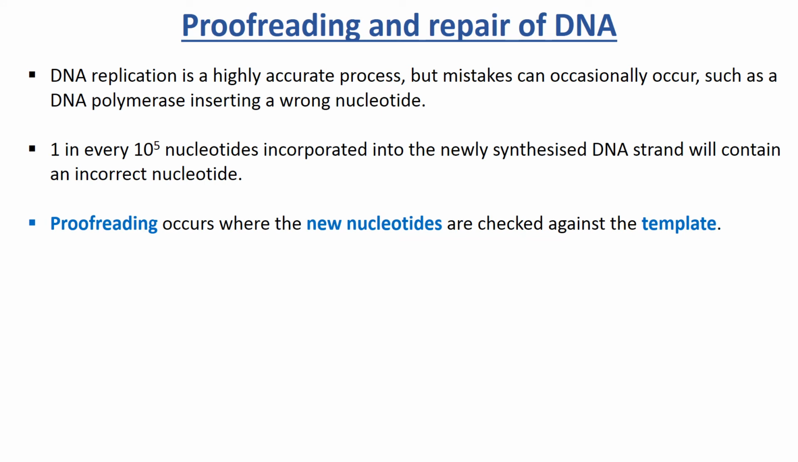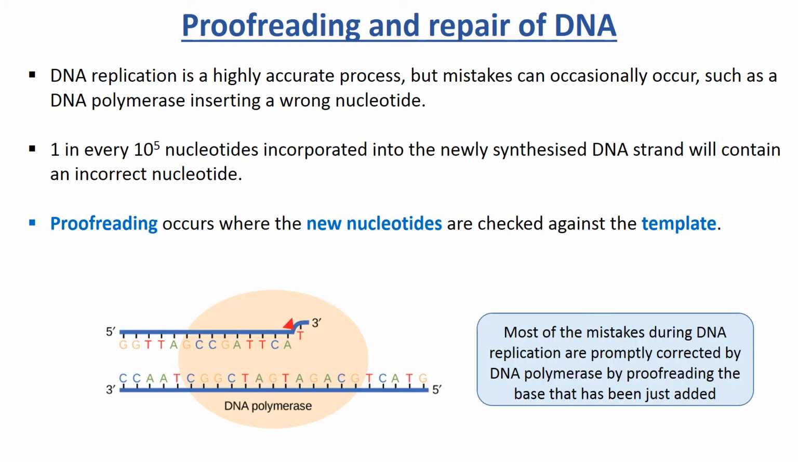So DNA replication is a highly accurate process, but mistakes can occasionally occur, such as a DNA polymerase inserting a wrong nucleotide. About 1 in every 10 to the 5 nucleotides incorporated into the newly synthesized DNA strand will contain an incorrect nucleotide. However, proofreading occurs where the new nucleotides are checked against the template DNA strand. Most of the mistakes made during DNA replication are promptly corrected by DNA polymerase itself, as it can proofread the base that has just been added.